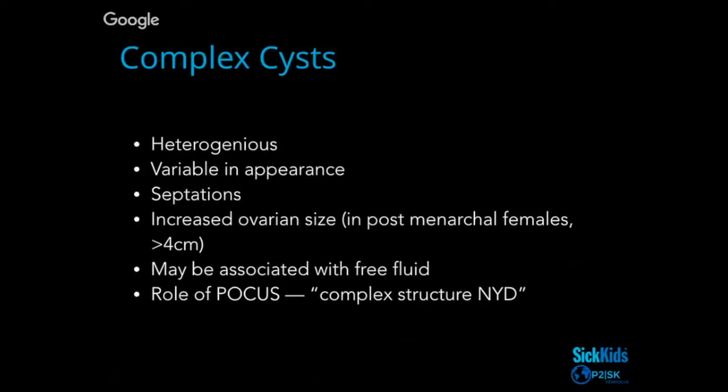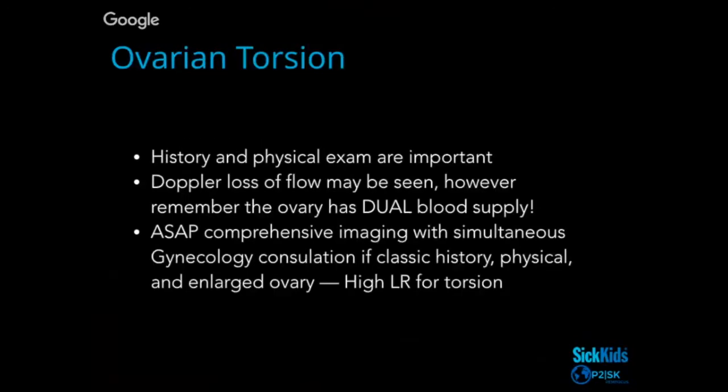What are we at risk of with a complex cyst in a large ovary? Torsion. And so how would we establish whether or not we have torsion? Yes. Great. So the answer to that is clinical picture. And the reason why is the history and physical examination are important. Some people do put Doppler flow, and you may find an ovary that has absence of flow, but remember that the ovary has 2 different blood supplies, and so as a result, that may not always be consistent.